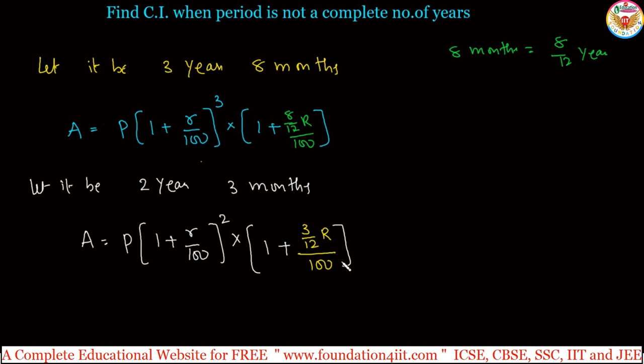So as not to get confused with this formula, let me show one example. The problem: calculate the amount and compound interest on 8,000 for 2 years 9 months at 10% per annum compounded annually. First the given data: P is equal to rupees 8,000, R is 10%, and the time is given as a combination, 2 years plus 9 months.